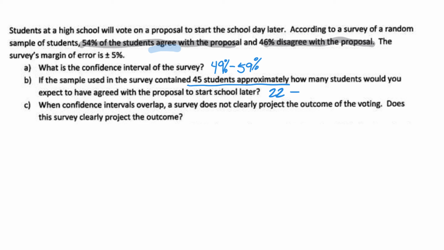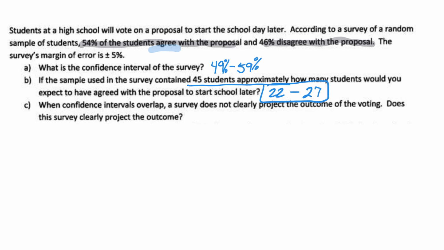And if it was the high end, 0.59, we would multiply that times our 45 students. Our high end would be 26.55, which would round up to 27. So we would expect anywhere between 22 and 27 students to agree with the proposal.